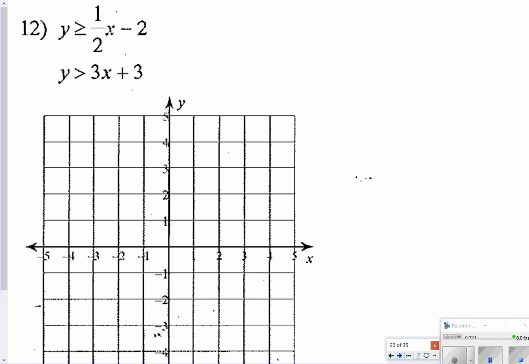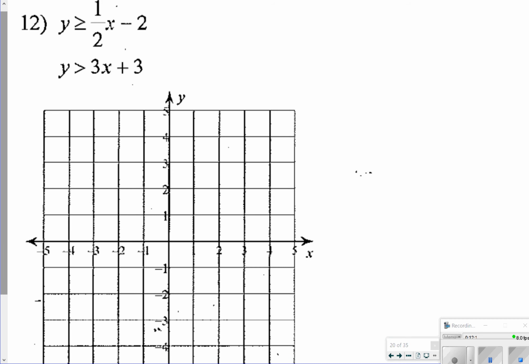Okay. Going on to number 12, these are when you get to your greater than or equal to, so you do need to make sure that your line is correctly drawn. For this one, we're going to go down 2 first for our y-intercept, and then rise 1, run 2. Down 1 over 2. Okay, and this is a solid line because it's greater than or equal to, so it's going to be everything that is shaded above it.